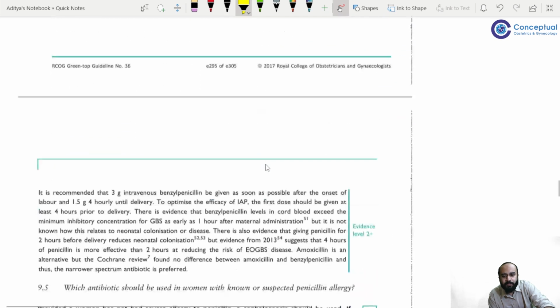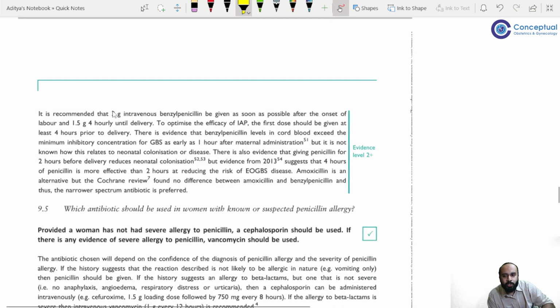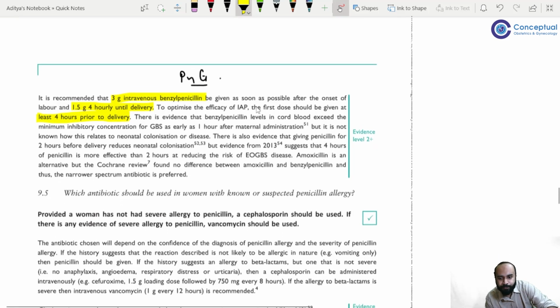The next one is, which is the antibiotic that should be given? So it is recommended to give 3 gram benzathine penicillin, or you can even give penicillin, I'm writing it as PN. Penicillin G can be given. It has to be given immediately after the onset of labor. It has to be repeated 4 hourly until delivery. The first dose should be given at least 4 hours prior to delivery. That is one more point that I shall be discussing later on, that a minimum of 4 hours is required for effective action of antibiotics to come on.